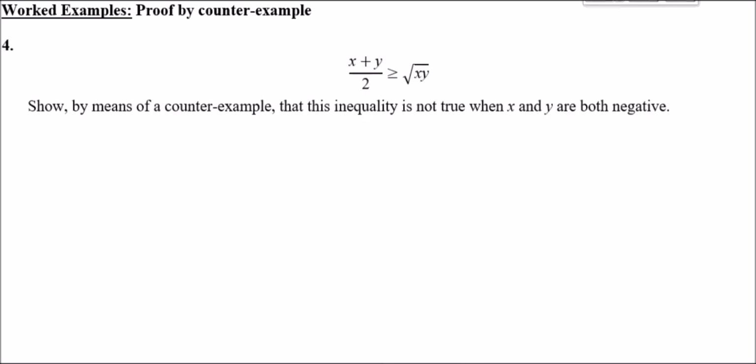The last working example I've got is this one here. We've got this algebraic statement, x plus y over 2 is equal to or greater than root xy. Show, by means of a counterexample, that this inequality is not true when x and y are both negative. So we're almost given the answer here. Just pick any values of x and y which are both negative and show that it's not true. I'm going to pick nice, easy numbers: x being minus 2 and y being minus 8.